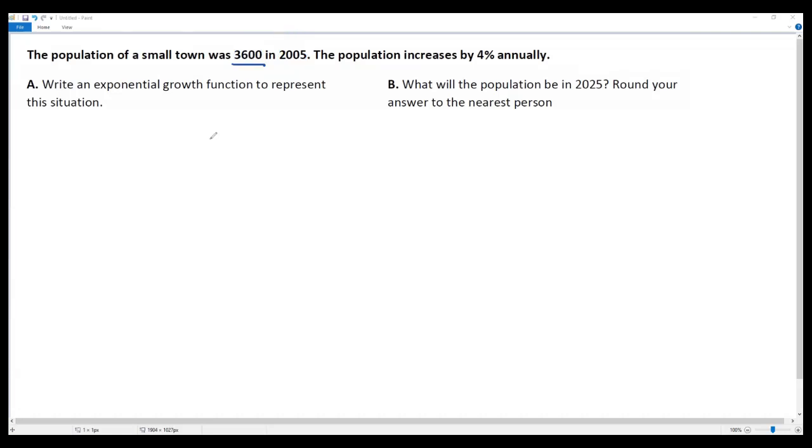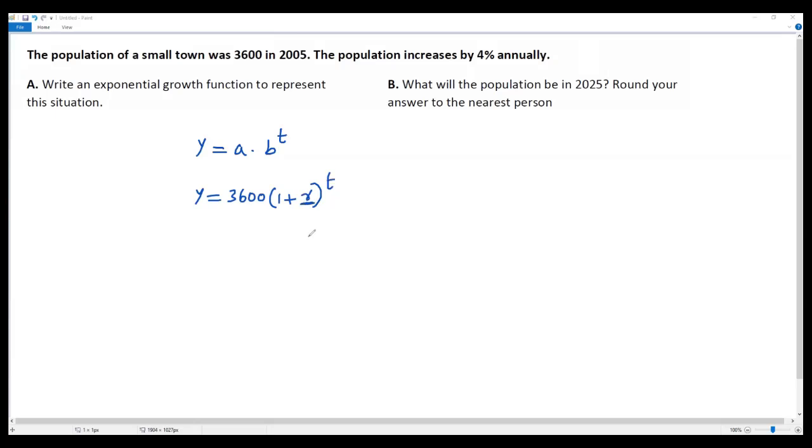Okay, first let's write the exponential growth function. Let me write the general form of an exponential function, that is y equals a times b to the power t. So here a is the initial value. In our problem, the initial value is 3,600. And since the population increases, it is exponential growth. Exponential growth means the value of b has to be in the form of 1 plus r, to the power t. So what must be the value for r?